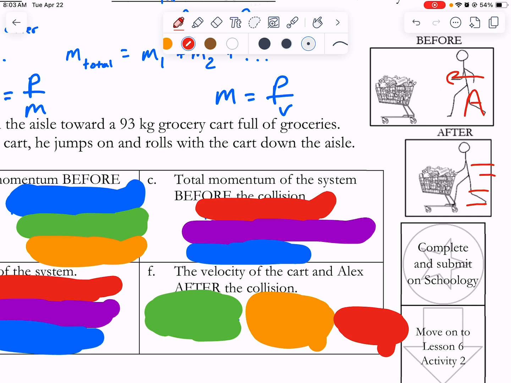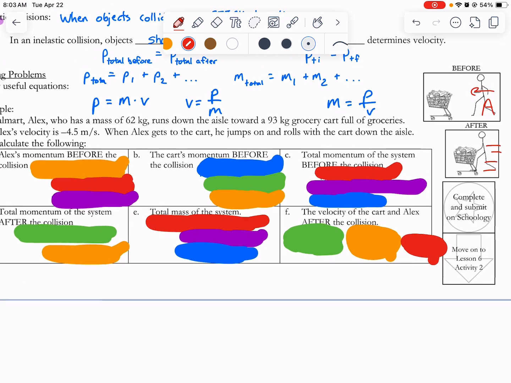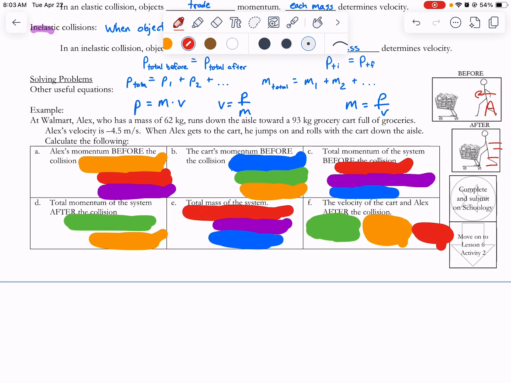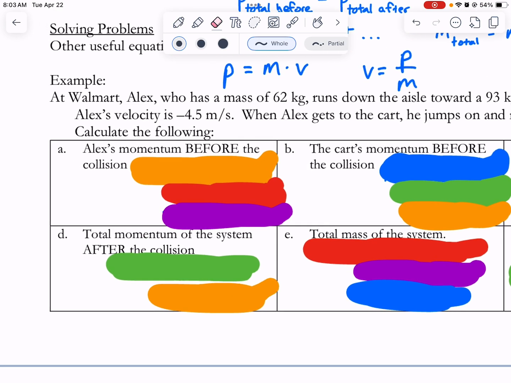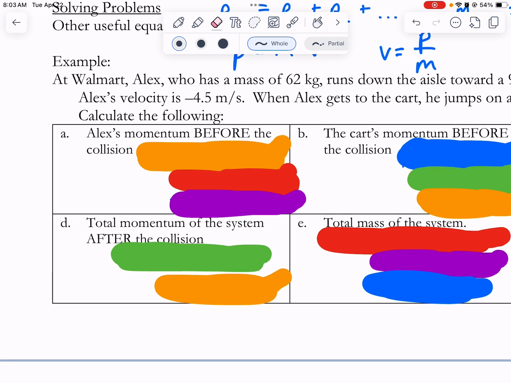Okay, we want to figure out how fast. Well, eventually we're going to figure out how fast they're going down the aisle, okay? So we're going to answer these questions in order. They're going to walk us through getting to that answer, okay? So we'll start over here. Alex's momentum before the collision, okay?